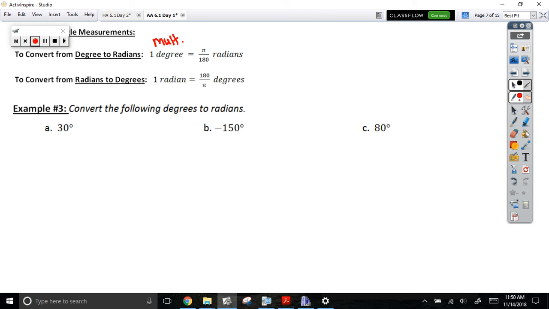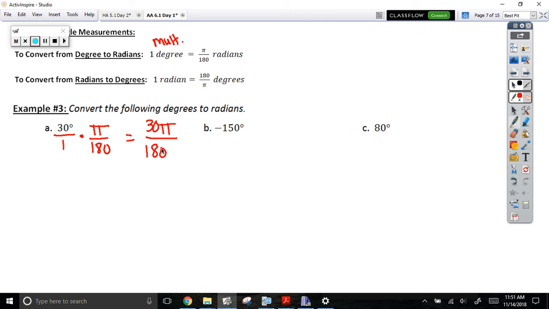All right, convert the following degrees to radians. So we're going to take the degrees, put it over 1. We're going to multiply it by the conversion factor, which is pi over 180. Multiply across the top, multiply across the bottom. You're going to get 30 pi over 180. Now you need to reduce the fraction, 30 over 180. Most of you will cancel out the zeros to get 3 over 18. And then you can reduce by a factor of 3 to get 1/6.